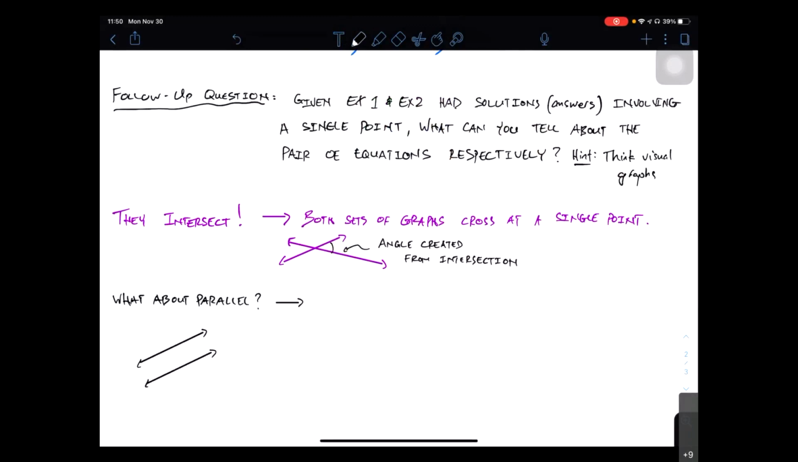So when a student asks, is the solution parallel? Well, this is impossible because the equations share a point. Both equations from example 1 and example 2 share a single point. The moment they share something, they can't be parallel. They have to be crossing one another. So that's something to keep in mind.